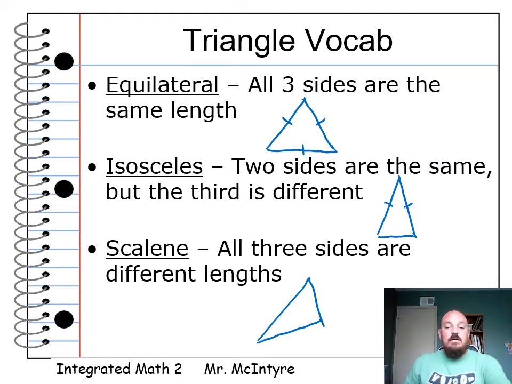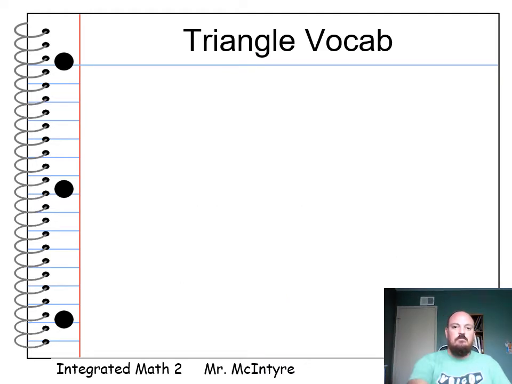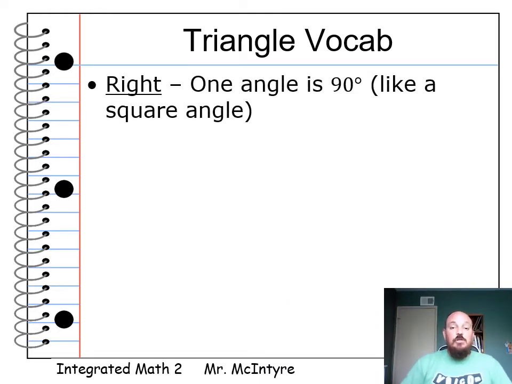All right, our next group of 3 vocab words also go together, and they have to do with the angles. All right, a right triangle is any triangle that has a right angle in it. And a right angle is 90 degrees. It's one of those perfect square angles, like the corner of a square or a rectangle.